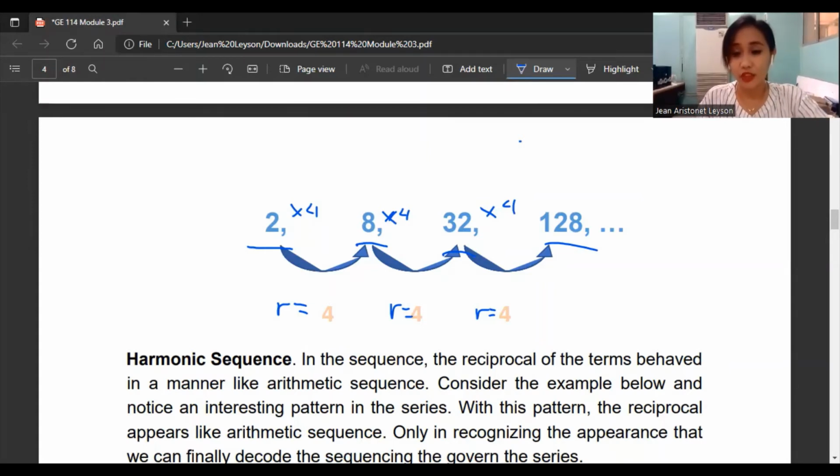The difference between geometric and arithmetic is that in arithmetic, you add in order to get the next term, but in geometric sequence, you multiply. Let me give you examples.